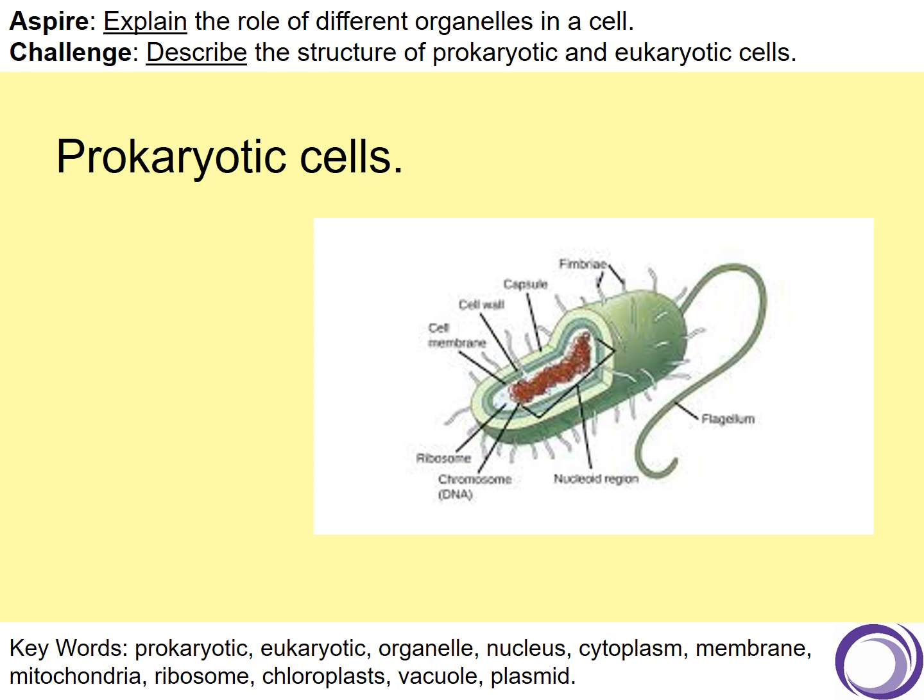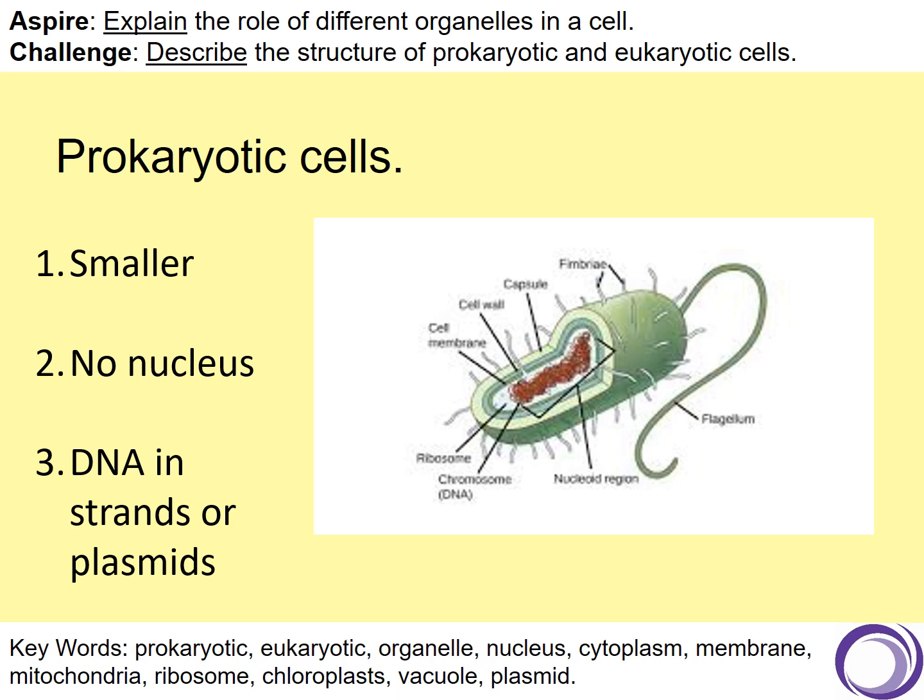All prokaryotic cells are generally smaller than eukaryotic cells. So bacteria cells are generally a lot smaller than any of the human cells. They also do not have a nucleus. We'll talk about what a nucleus does a bit later on, but you need to know that they don't have one. And they have their DNA in little strands or something called plasmids, a little circular piece of DNA, which is really useful for us when we're trying to make things like insulin or other genes that we want to replicate really quickly.